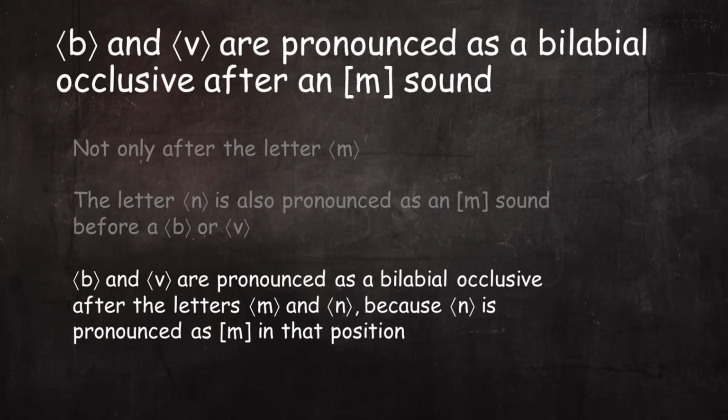So we could say that B and V are pronounced as a bilabial occlusive after the letters M and N, with the understanding that N is pronounced as M in that position.